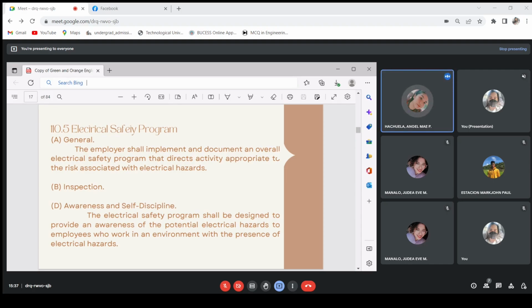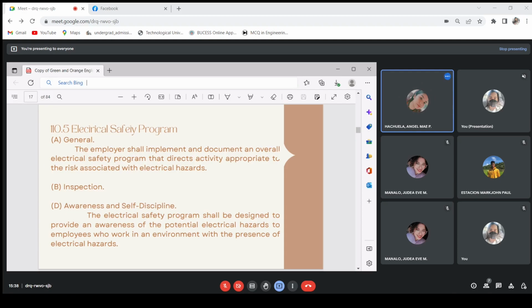Article 110.5, Electrical Safety Program. So, in general, the employer shall implement and document an overall electrical safety program that directs activity appropriate to the risks associated with the electrical hazard. Safety-related work practices such as verification of proper maintenance and installation, alerting techniques, auditing requirements, and training requirements provided in this standard are administrative controls and part of an overall electrical safety program.